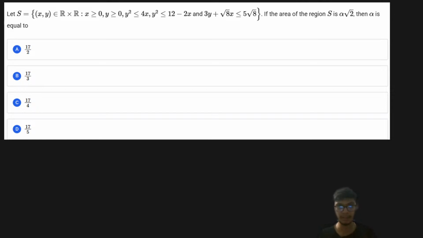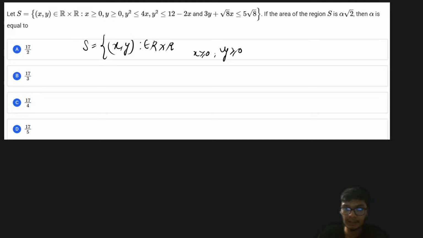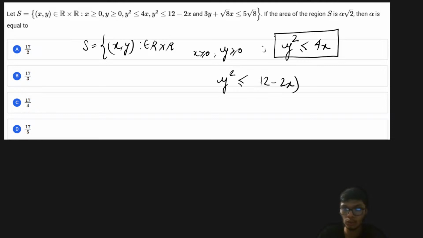The question is talking about a set of x and y's, which is given by this particular condition: x is greater than 0 and y is greater than 0, and it also sets the condition y is less than or equal to 4x. Hmm, this is a parabolic inequality, and similarly another inequality is given as y square is less than 12 minus 2x, and similarly this is given as 3y plus root 8x is less than or equal to 5 root 8.